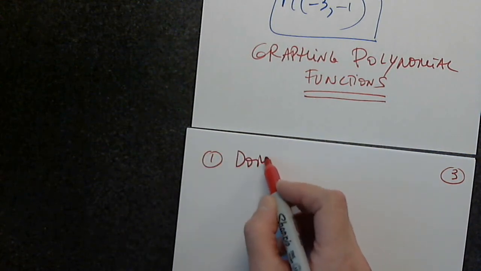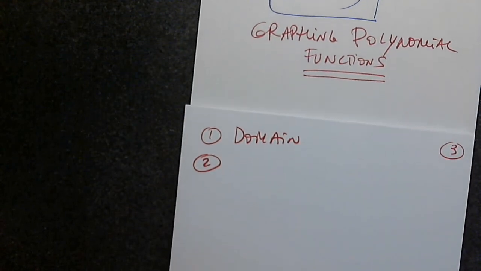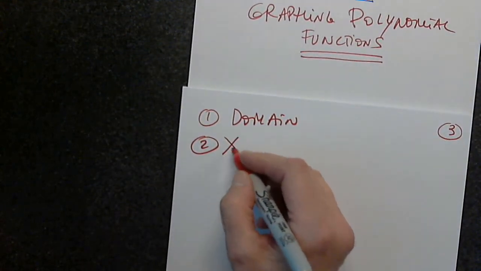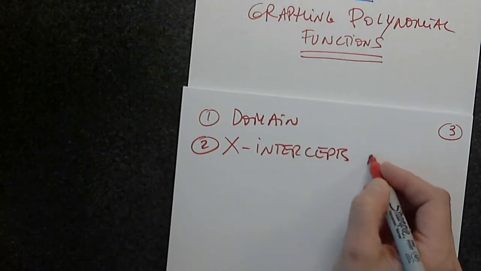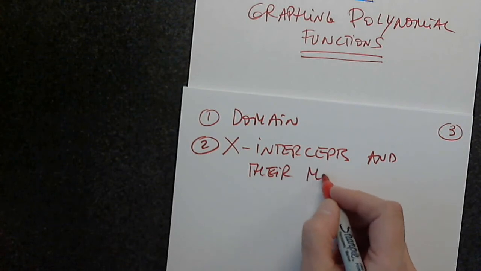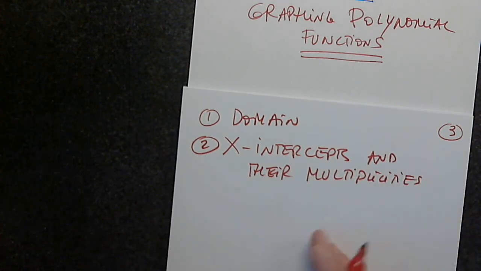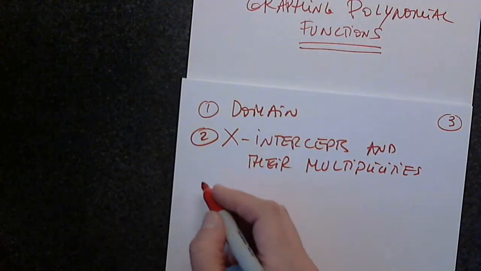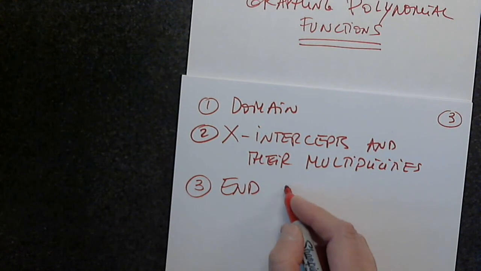First of all, domain. Number 2, X-intercepts and their multiplicities. 3, and behavior.